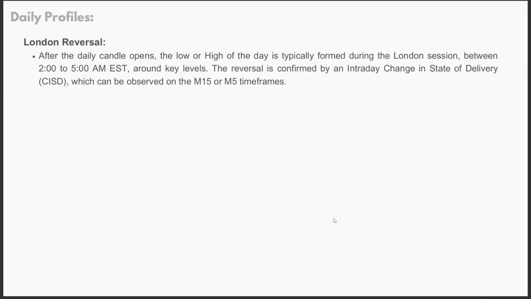Now the second thing in the daily range narrative is the daily profiles. The first one is the London reversal. I have a whole video dedicated to the daily profiles, so you can also check that out. After the daily candle opens, the low or high of the day is typically formed during the London session between 2 a.m. to 5 a.m. EST. And the reversal is confirmed through the change in the state of delivery, which we'll talk about later in this video.